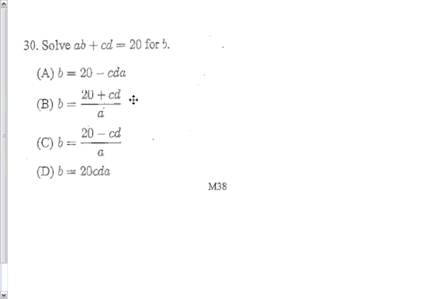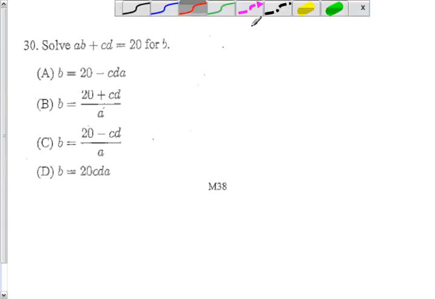Question number 30, simplifying expressions. So we want to solve AB plus CD equals 20, and we want to solve this for B. So we want to set this equation equal to B. And the first thing we would do in solving this is we would recognize where's the variable B? Get some pen here so we can go to work on this.